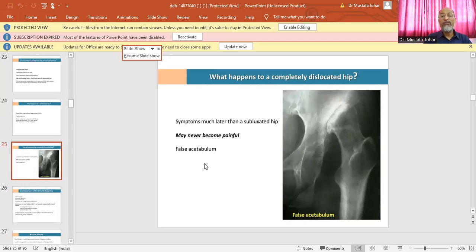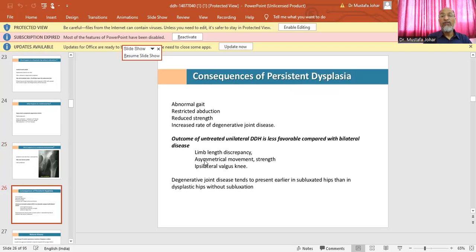So symptoms appear much later than with a subluxated hip and may never become painful because the head is already out, and with the pressure of the dislocated hip, a false acetabulum forms on the ala of the hip bone. Then what are the consequences of the persistent dysplasia?